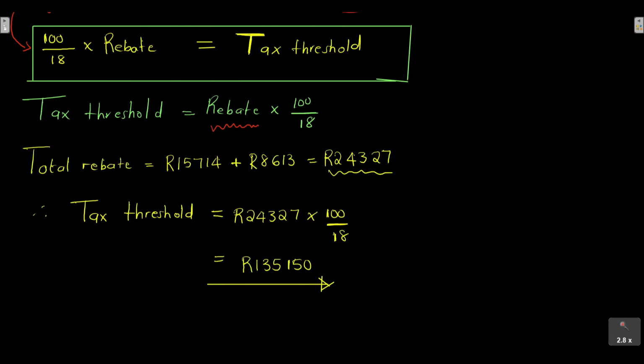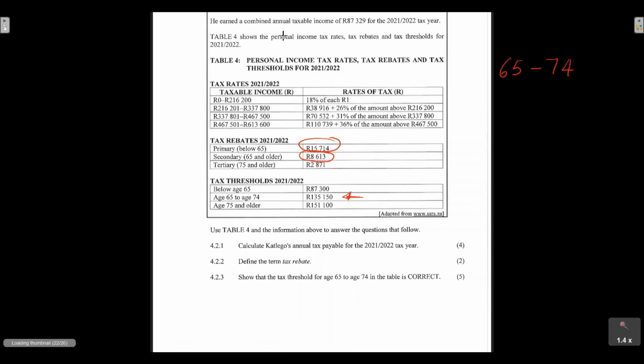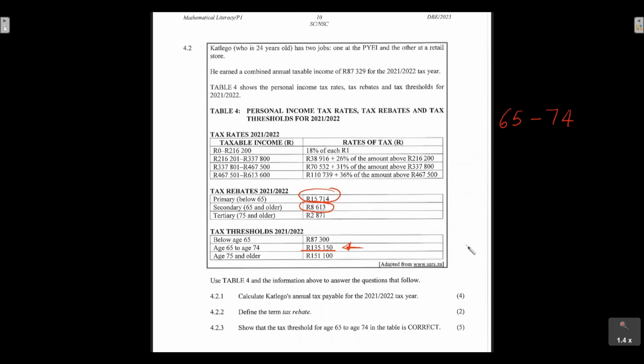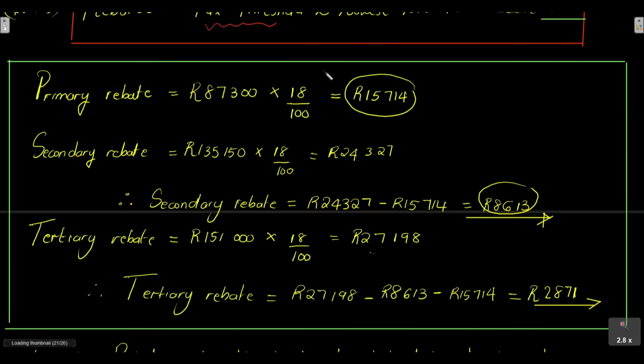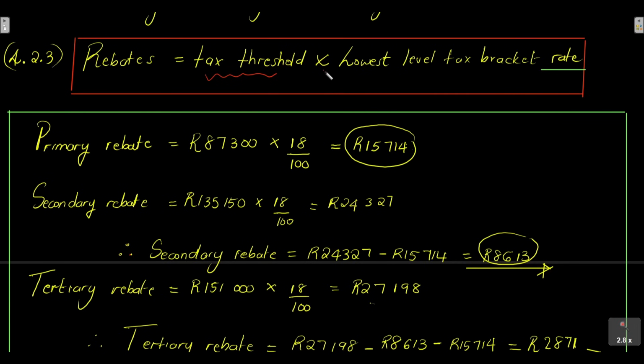We have just proven how they got that value of 135,150. So this video tutorial, guys, it was jam-packed. The takeaway from this video tutorial is that calculating the total annual tax payable, in this case, was nice and easy, okay? The only trick we had here was showing how they got to the tax threshold of 135,150. So we started this tutorial by me explaining how the rebates are calculated.